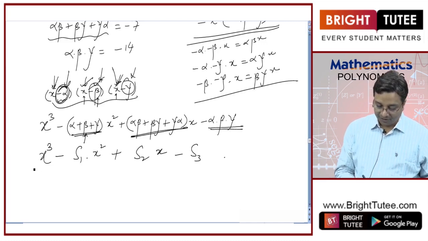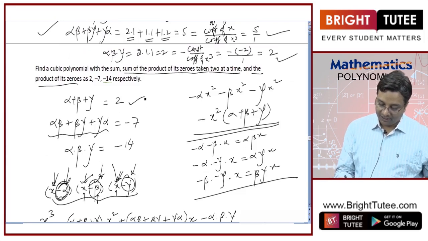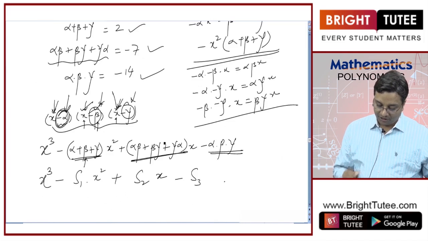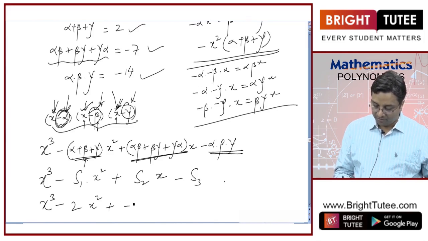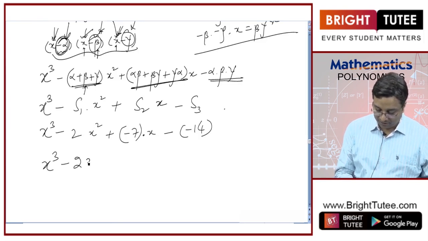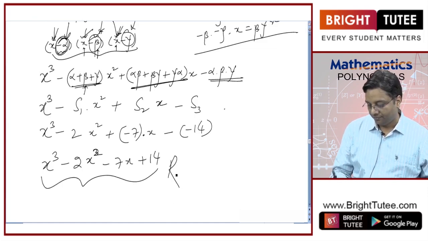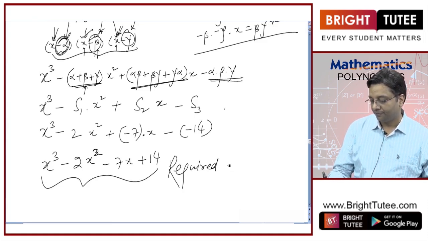So now in this question these three are given. What you can do is you can simply replace these here. S1 is 2 into x square, plus what is S2? It is minus 7 into x. What is S3? It is minus 14, right? So the required cubic is x cubed minus 2x square minus 7x plus 14. So this is your required cubic.